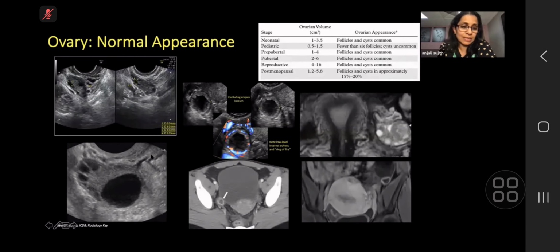Following its rupture, when it releases the ovum, what is left behind is the corpus luteum. It has a thick irregular wall, which is very vascular, and it is important to be familiar with this appearance, as this becomes an important differential for ectopic pregnancy. And this is how a corpus luteum would look on CT and on MR.